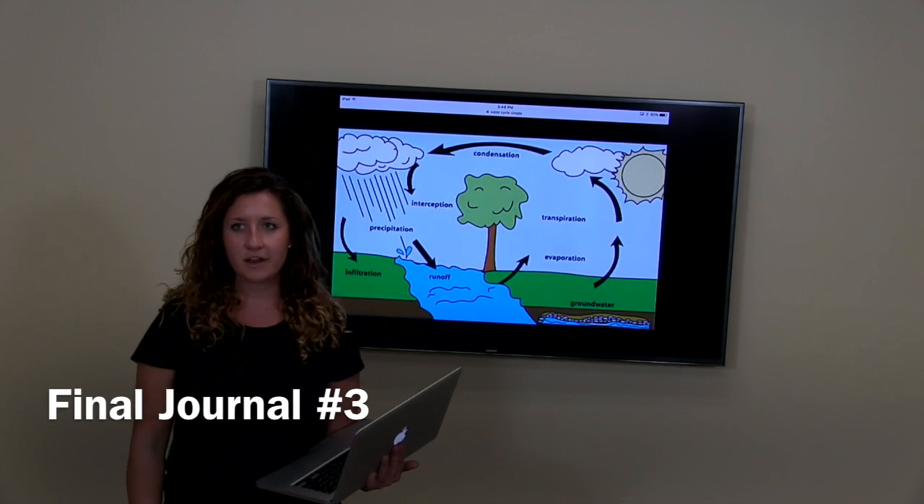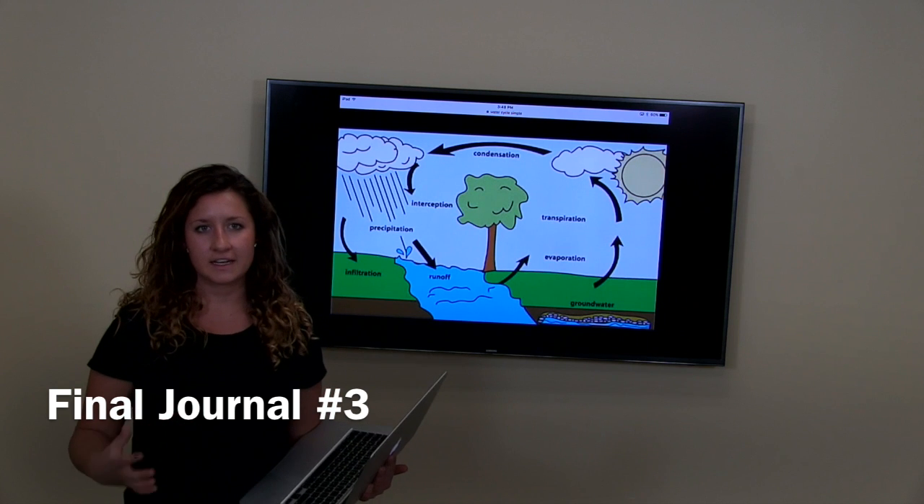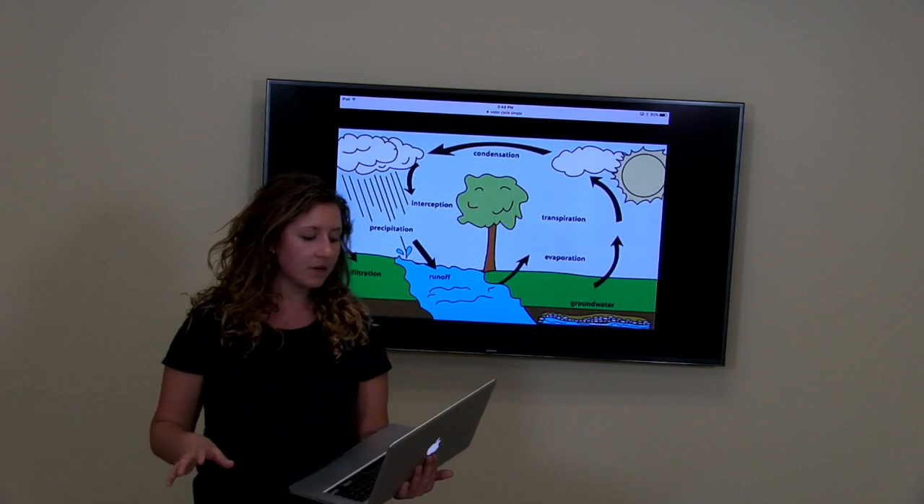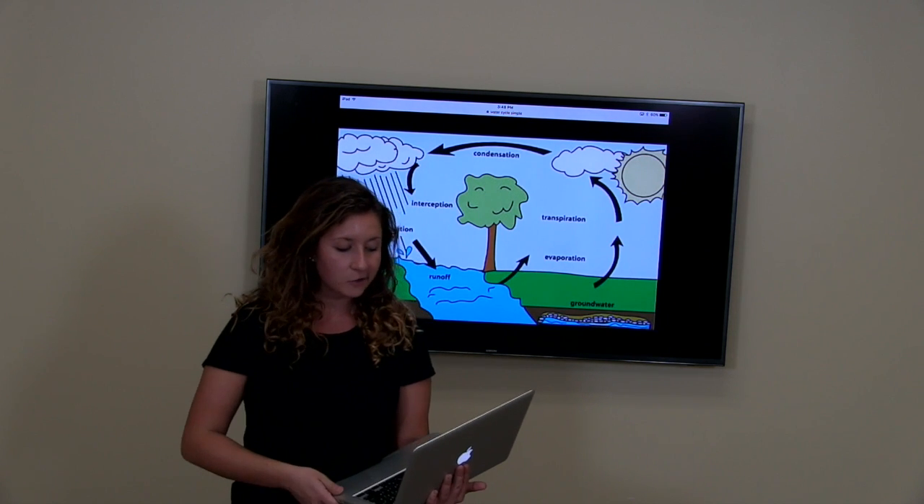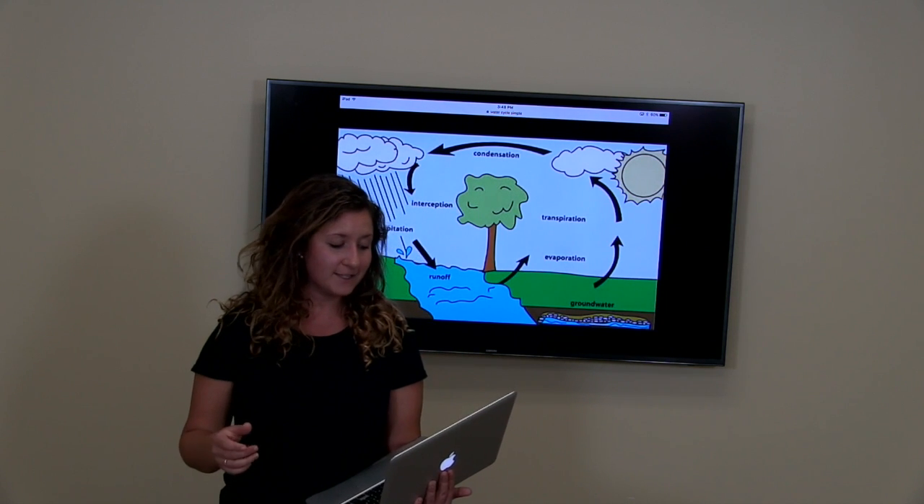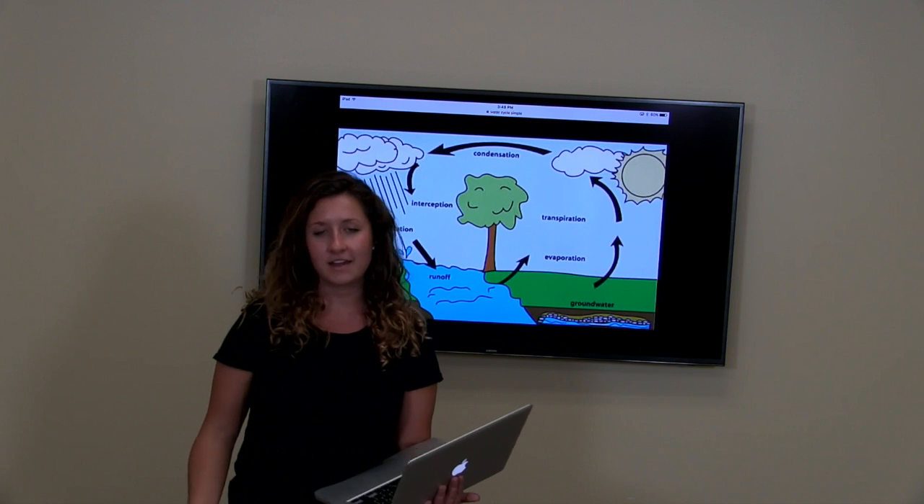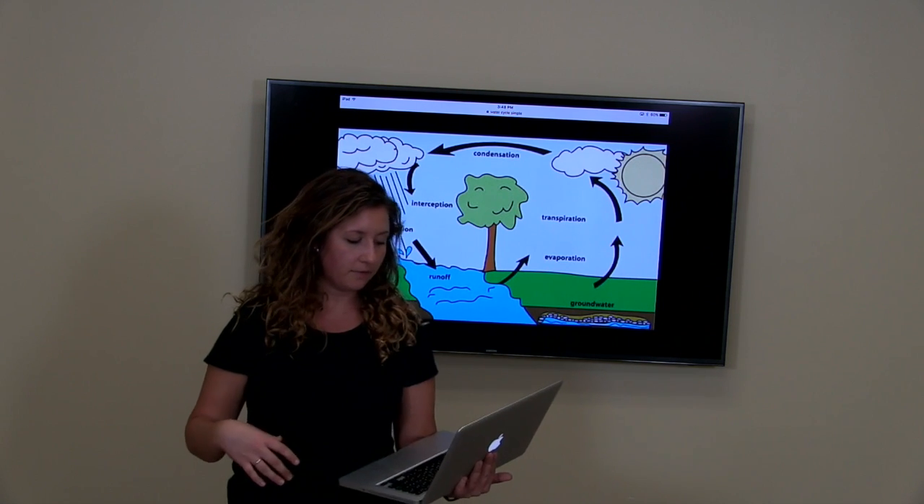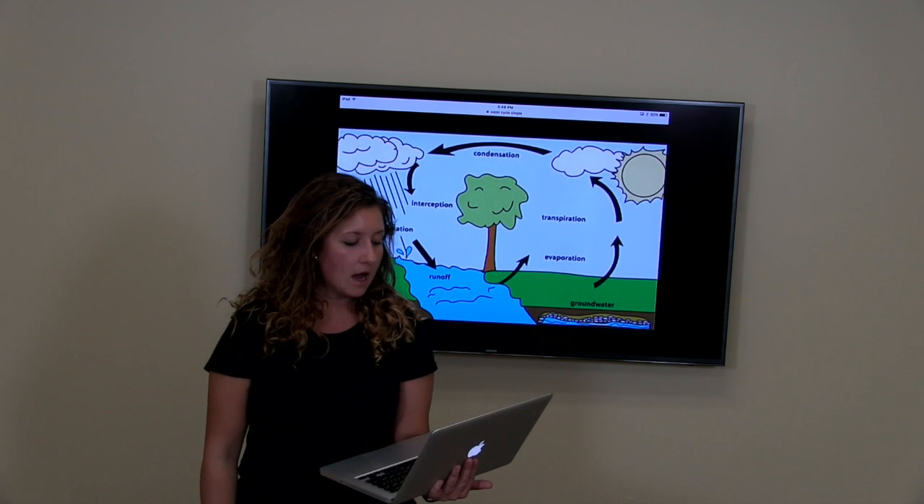Basically, I'm going to explain the water cycle and what it is and its process and the different components of it. Basically, the water cycle is a continuous cycle where water evaporates, travels into the air, then becomes part of a cloud, and then again falls back down to the earth in the form of precipitation.